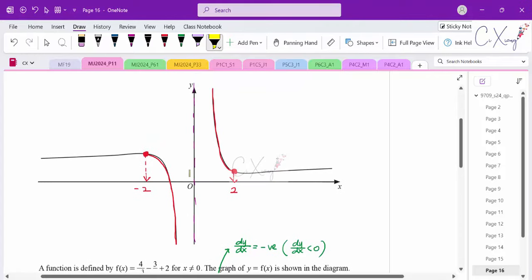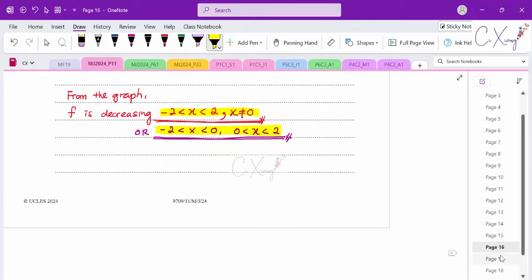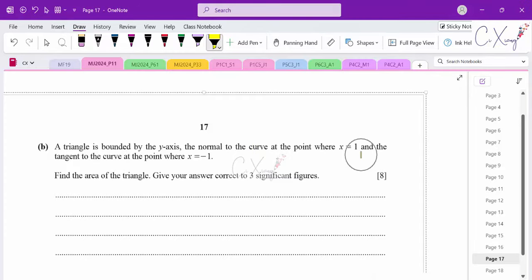Okay, so let's continue to part B. For part B, a triangle is bounded by the x-axis, the normal to the curve at x equals 1, and the tangent to the curve at x equals -1. Find the area of the triangle. Give your answer correct to three significant figures.